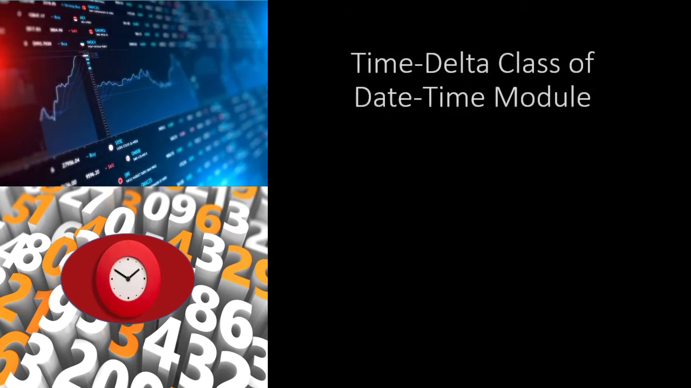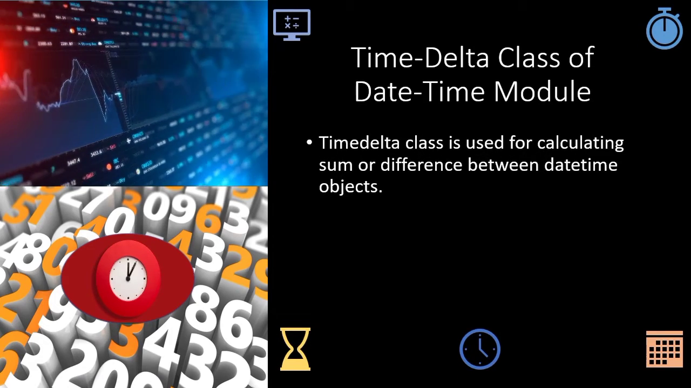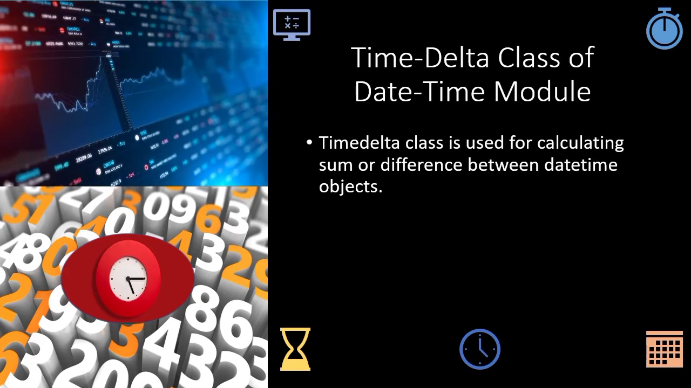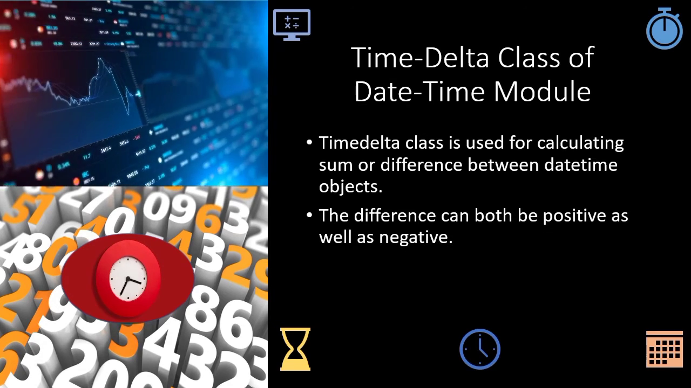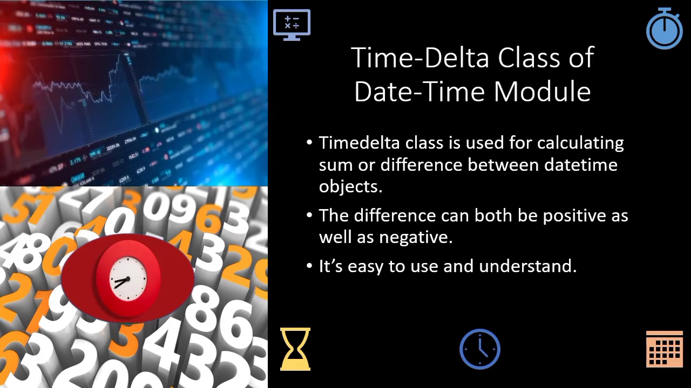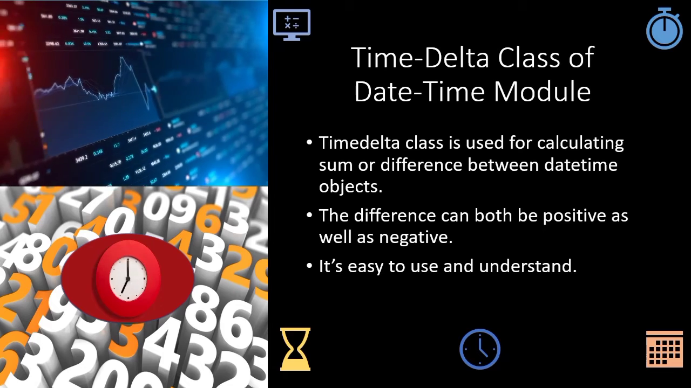So, let's understand the timedelta class of the datetime module. Basically, it is used for calculating the sum or difference between datetime objects. The difference can be both positive as well as negative. It is very easy to use and understand, and it can be used to make a lot of things such as countdown timers or stopwatches.